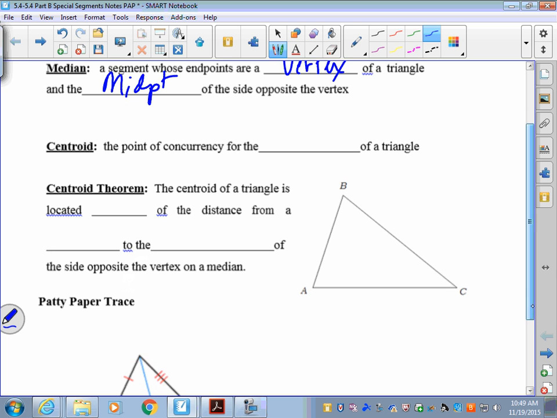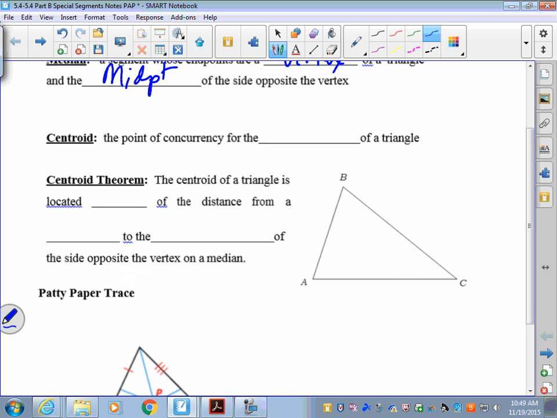So if I was starting with the vertex B, okay, I'm just going to guesstimate. To draw the median, I would need to go from the vertex to the midpoint of the opposite side. So I have to see tick marks. If you do not see tick marks, then you're not dealing with medians. So you have to be familiar with the markings that give you an indicator of what special segment you're dealing with.